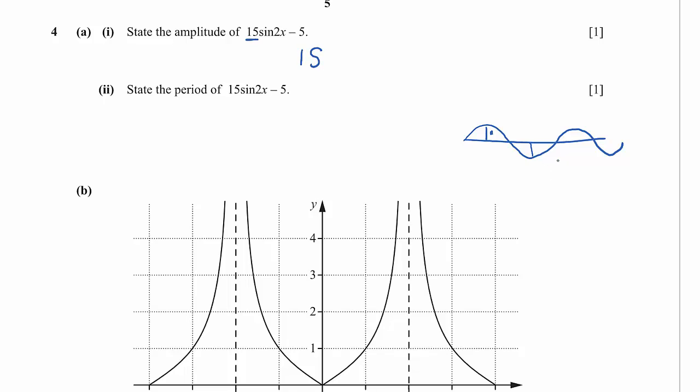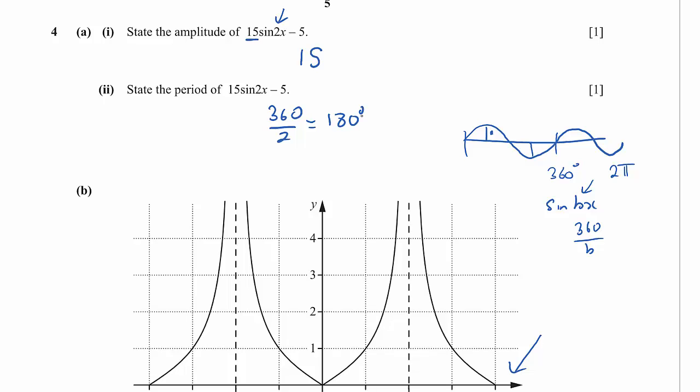Now, as far as period is concerned, the period for a standard sine is 360 degrees, or if we're working in radians, 2 pi radians. I'm just looking at the rest of the question down here. It looks like we're working in degrees, so that's what I'm going to work in here. And when you have sine bx, it's always just going to be 360 divided by the value of b, which here is 2. And so it's going to be 360 divided by 2, which is 180 degrees.